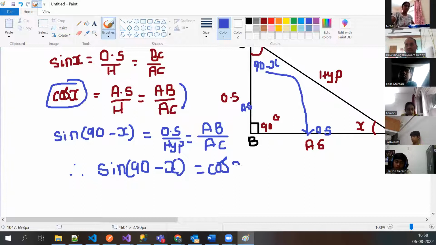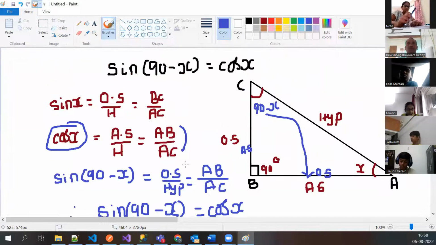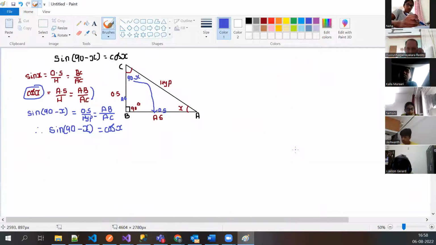Draw the diagram. I will tell you some points. Please draw this diagram alone. John, is it clear? Yes, sir. Just draw the diagram. I will explain.